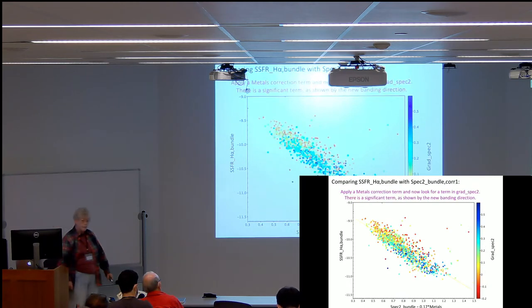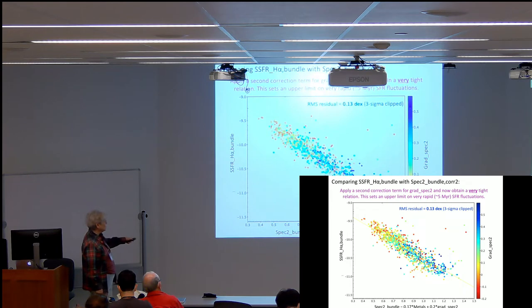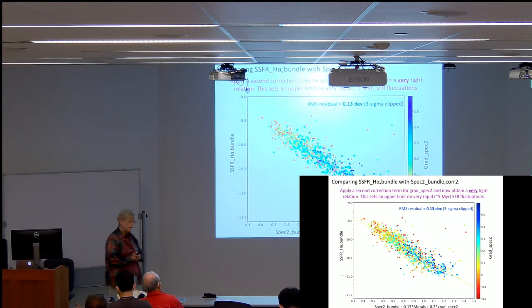And then after applying that correction, just a multiplicative correction, we're now coloring by another interesting parameter, which is our grad spec 2 parameter. And remember that that's the difference in the stellar population spectrum from the middle to the edge. And banding again appears, this time in a different orientation and direction. And so we're going to apply an empirical correction for that as well. And this is what's left over after you empirically correct for these two factors. And you can calculate a residual. And the residual here is 0.13 dex in the specific star formation rate after 3 sigma clipping, which is very small.